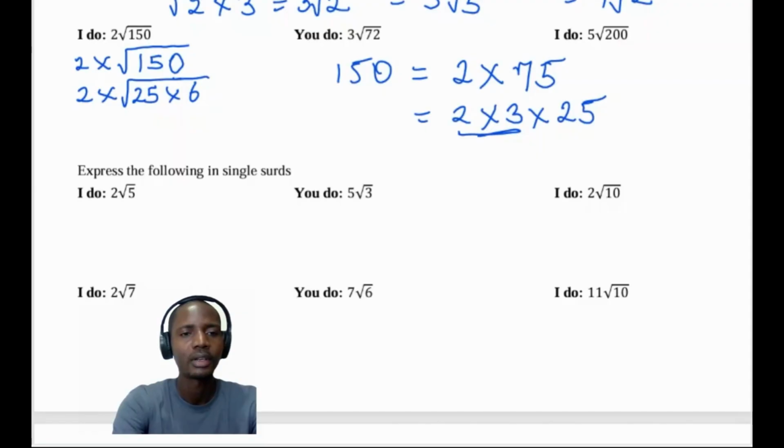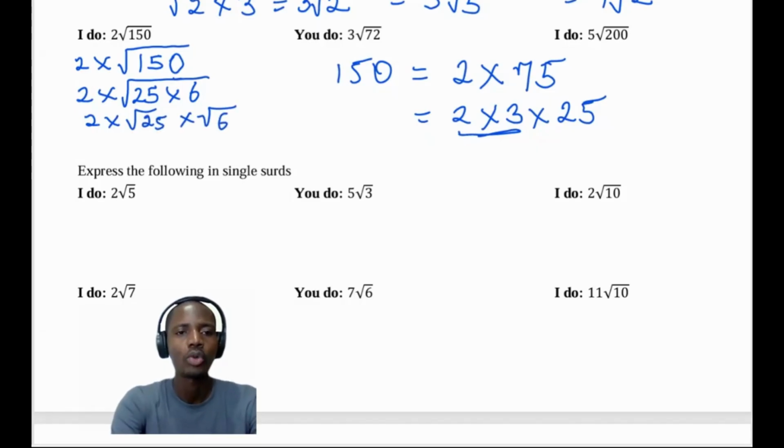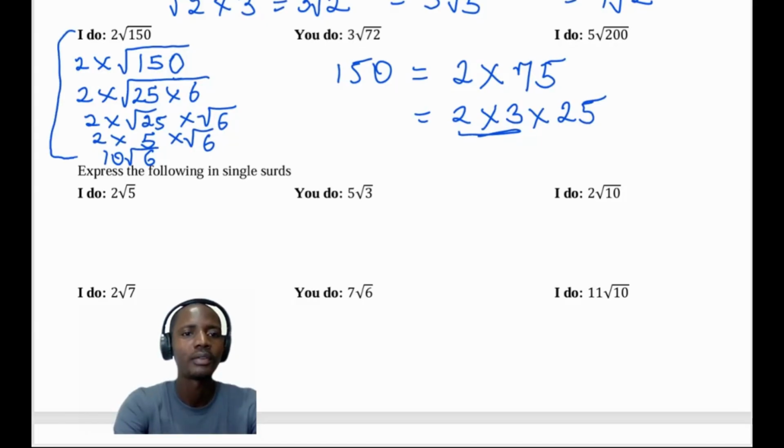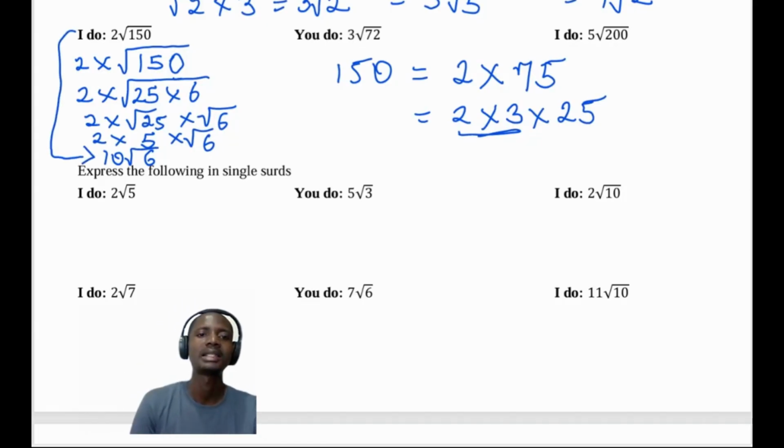Remember, let's use our roots. We have 2 times square root of 25 times square root of 6. Now, the square root of 25 is 5. So I have 2 times 5 times square root of 6. So 2 times 5 is 10. That gives me 10 root 6. So 2 root 150 in the simplest form can be written as 10 root 6.